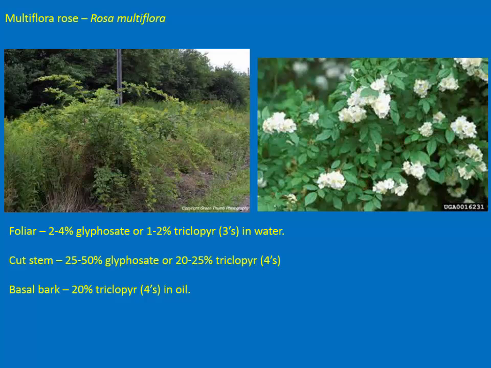For the multiflora rose, 2 to 4% glyphosate and 1 to 2% triclopyr in water. Cut stem for some of the big stuff is 20 to 50% Roundup, or 20 to 25% triclopyr, and basal bark treatment also works really well.